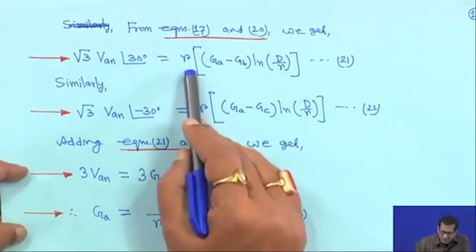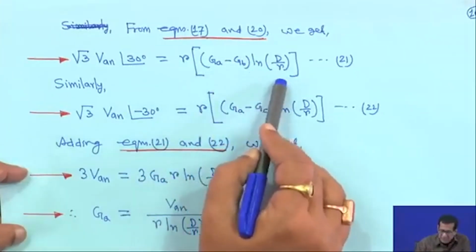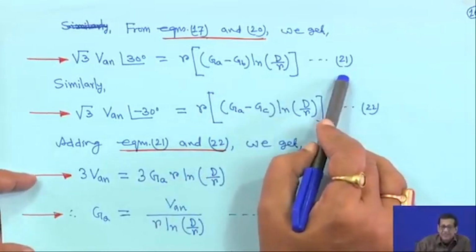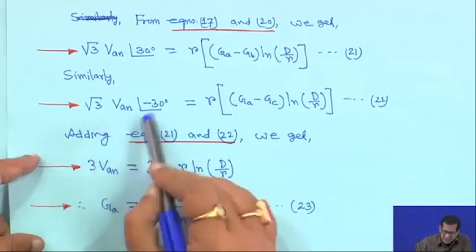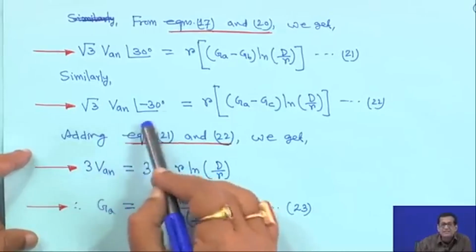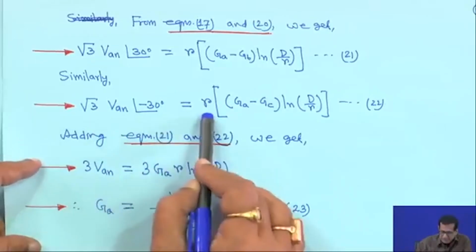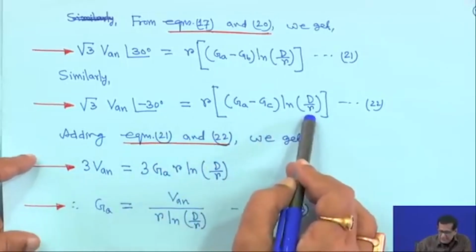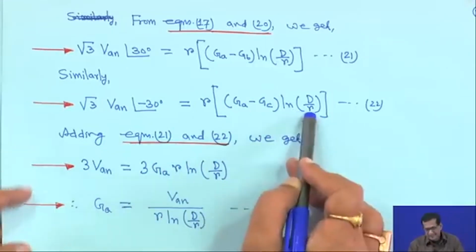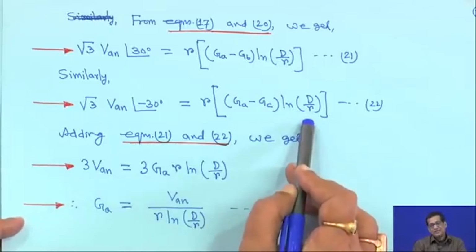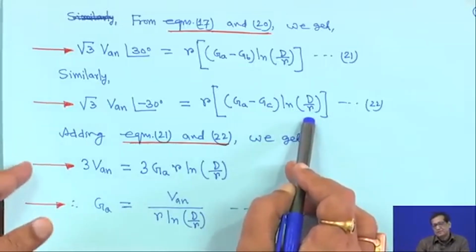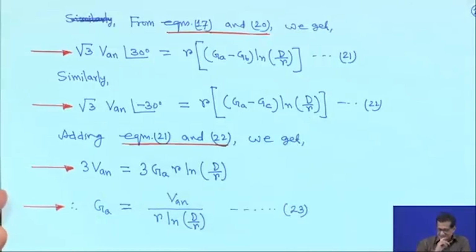VAB is equal to R into Ga minus Gb ln d upon R. This is equation 21. Similarly, we can write VAC also. VAC is equal to root 3 Vn angle minus 30, which is equal to R into Ga minus Gc ln d upon R. This right hand term is coming from equation 15. In that case, that third term will vanish.